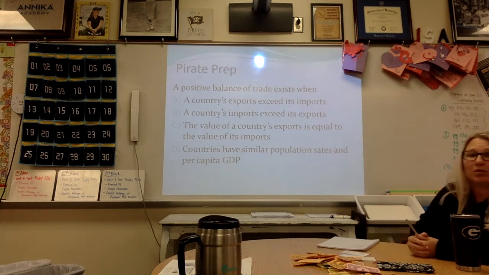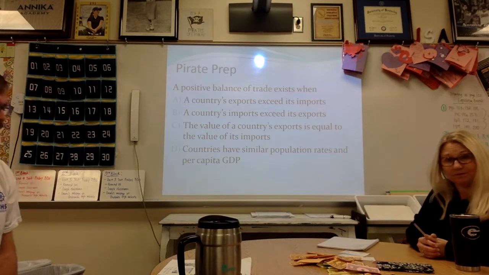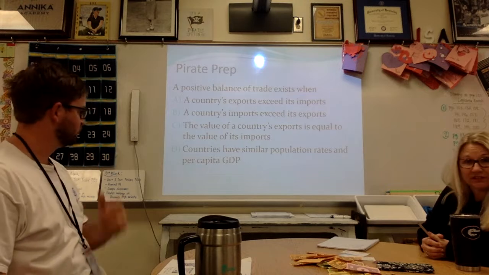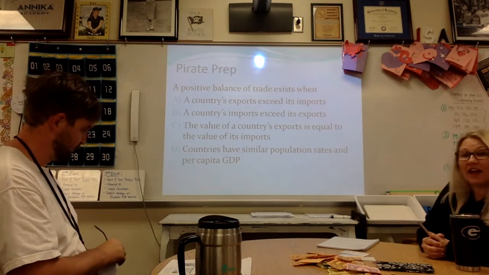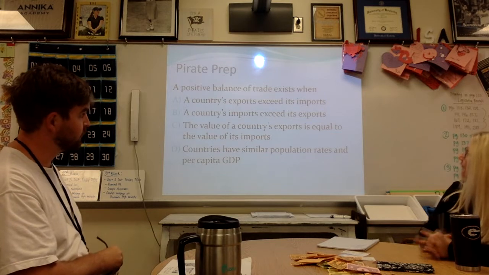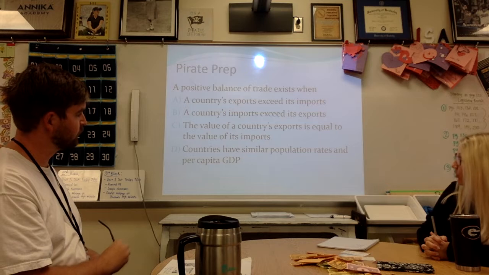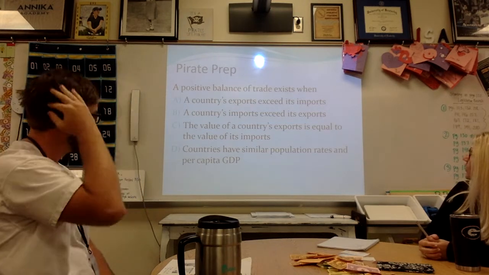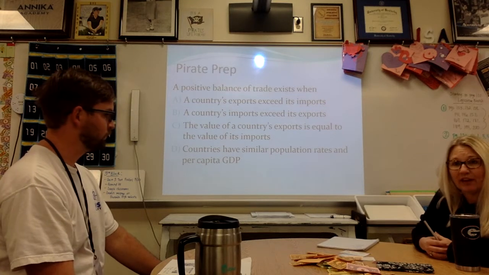Here is your pirate prep for the day, so let's take a look at this. A positive balance of trade exists when A, a country's exports exceed its imports, B, a country's imports exceed its exports, C, the value of a country's exports is equal to the value of its imports, or D, countries have similar population rates and per capita GDP.